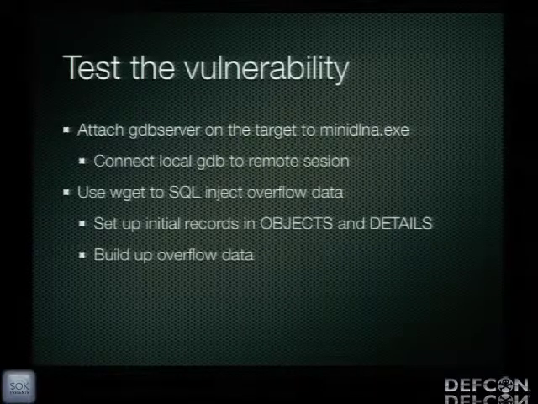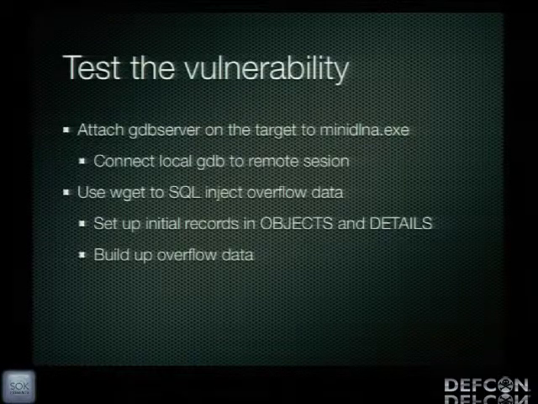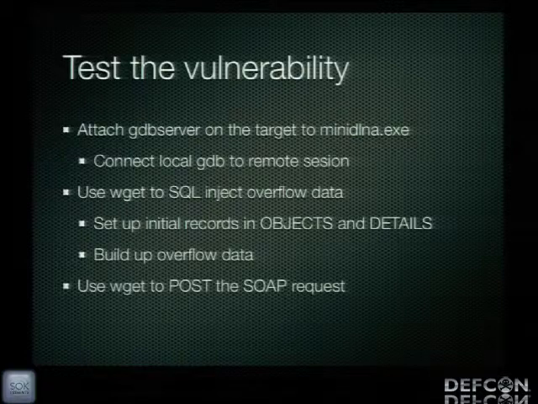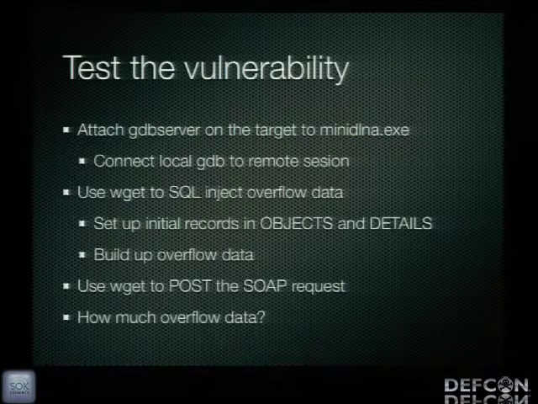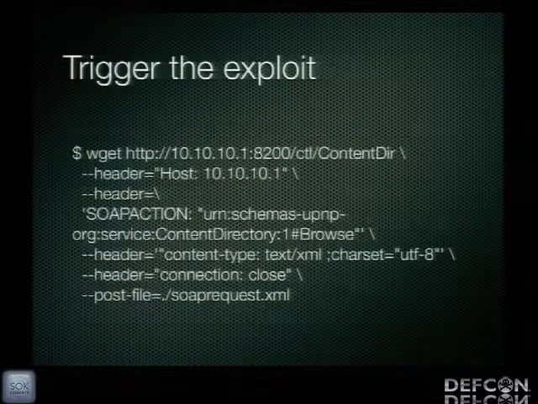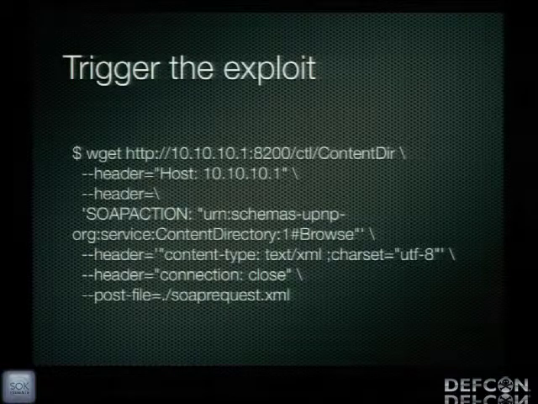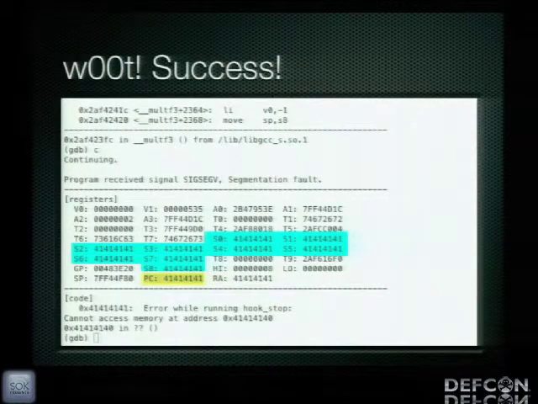Then use wget to stage a couple of records that will satisfy the left join, and then start building up your overflow data in the database. Then use wget to post the SOAP request. So how much overflow data do you need in the database? Well, it's just a matter of repeating this process until you get a crash in GDB. And then to trigger the exploit using wget, you just use this incantation, and that will actually post your SOAP request. When you do that, if you get a crash in GDB, you should see something like this.